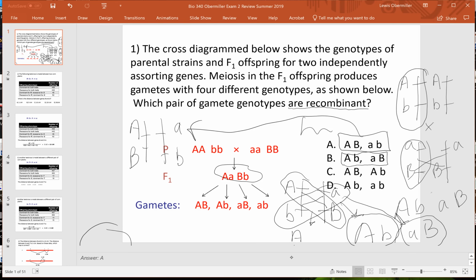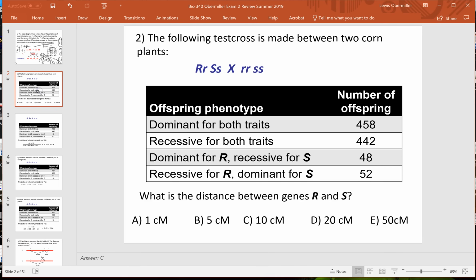Make sense? Hopefully. All right, let's go to the next one. So the next question is, the following testcross is made between two corn plants, big R, little r, big S, little s, and then this is the tester because we know its genotype. So what's the distance between these genes? Well, this is the parentals because it's the largest number, and this is the recombinants because it's the smallest number.